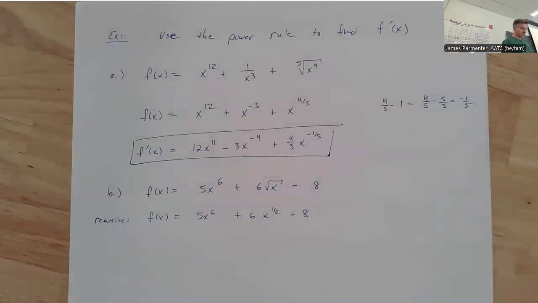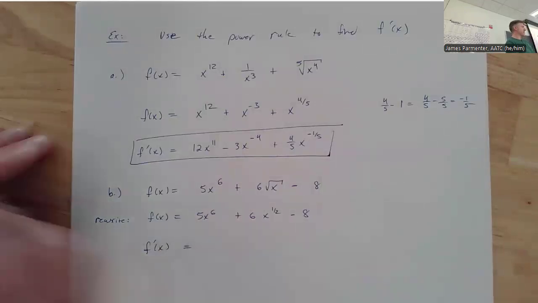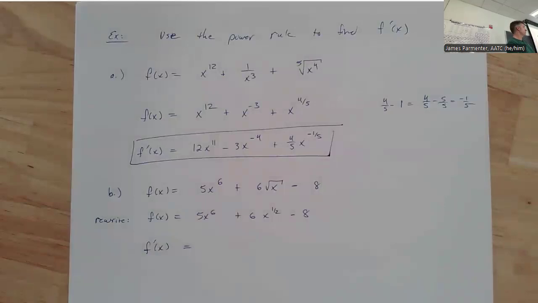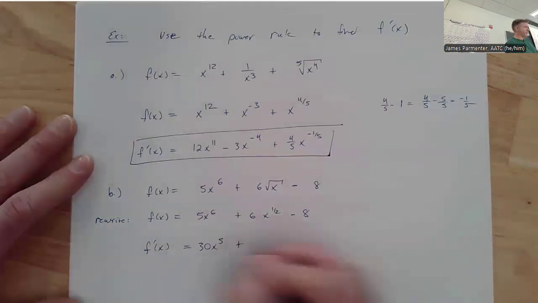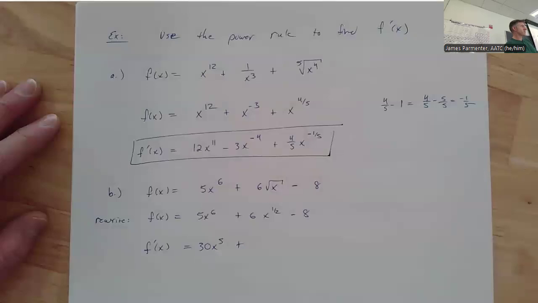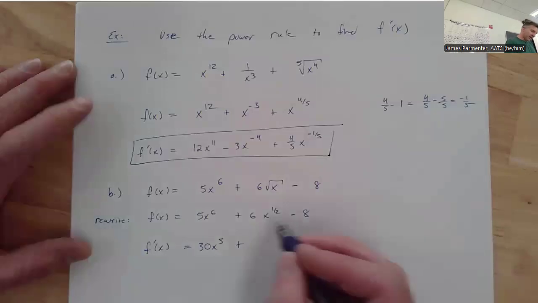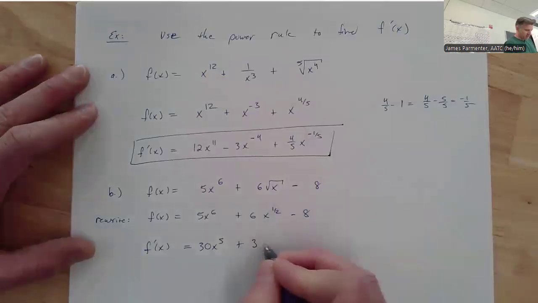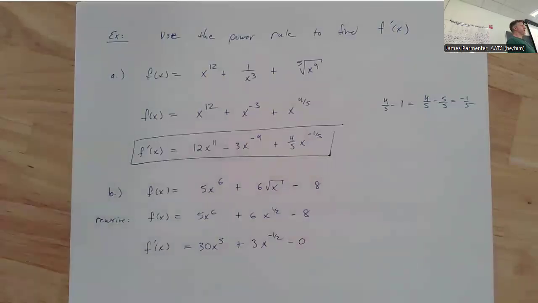All right, let's take a look and see here. So for my derivative, what's the derivative of 5x to the 6th going to be? Anyone want to share? Yeah, right, 30x to the 5th. And for 6x to the 1/2, what are we going to get? Okay. We're going to get 6 times 1/2, which is 3 times x to the negative 1/2. Minus 0. Not that you need to write that, but it's good to recognize that the derivative of that 8 is just going to be 0.